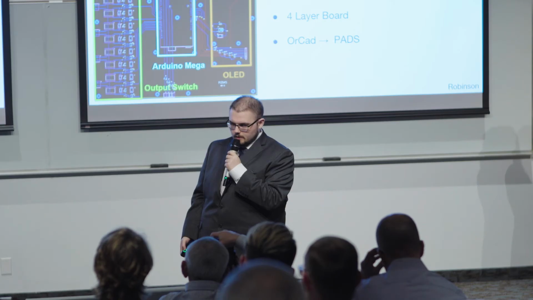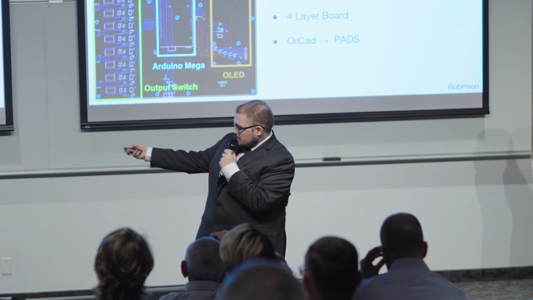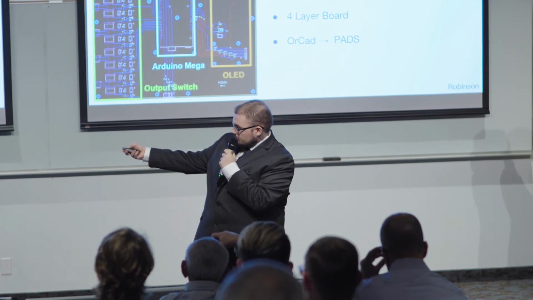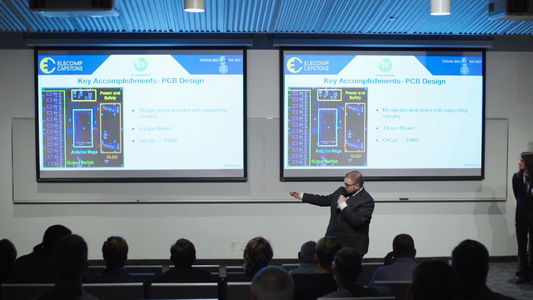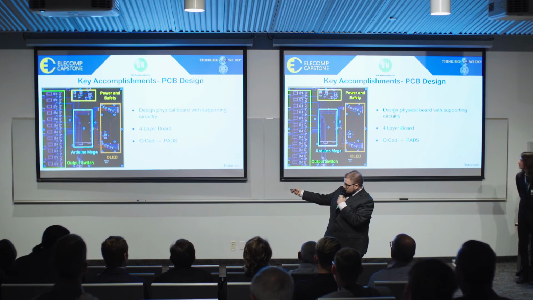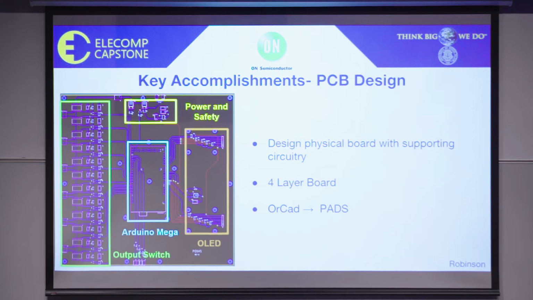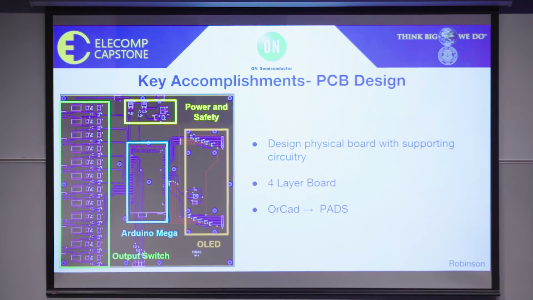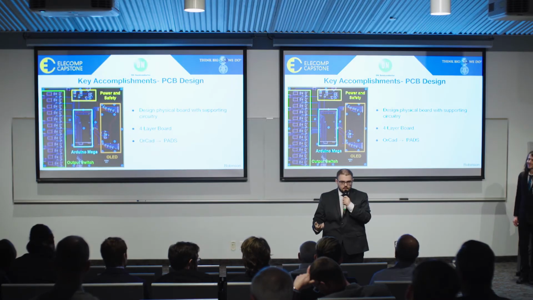The layout of the board is shown on the screen right now, with the Arduino Mega resting at the center. To the left of that, our output switching topology is repeated 12 times for 12 outputs. To the top, we have our power as well as the safety switch, and to the right, we have our OLED displays. With our hardware specifications out of the way, I would like to segue into Alex Cressman, who will discuss the software implications of our project.